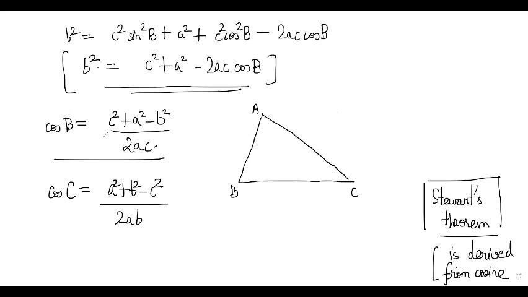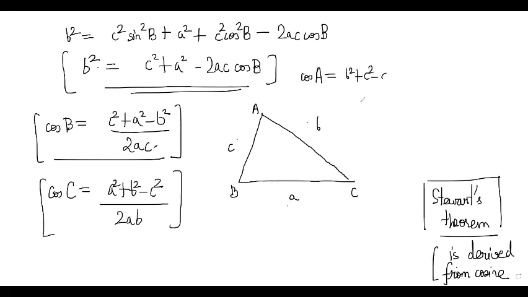Cosine rule statement I'm explaining. Just pay attention here. This is the statement of cosine rule. So in any triangle here, this is A, this is B, this is C, right? Now cosine rule says that cos of any angle here, cos of A will be equal to B square plus C square minus A square by 2BC, right?